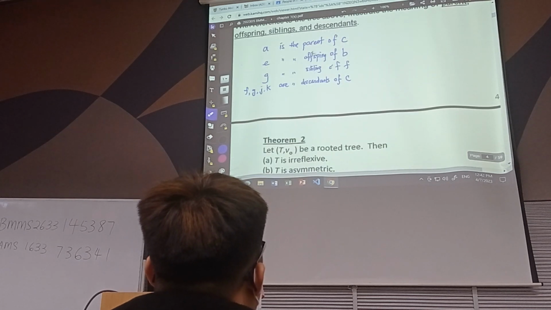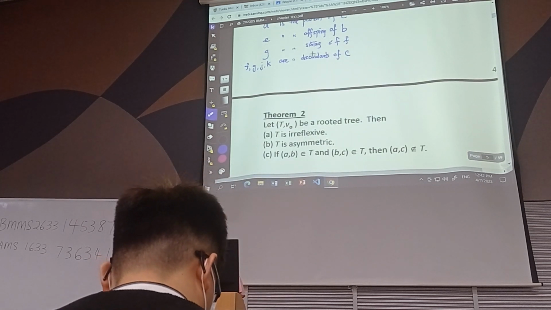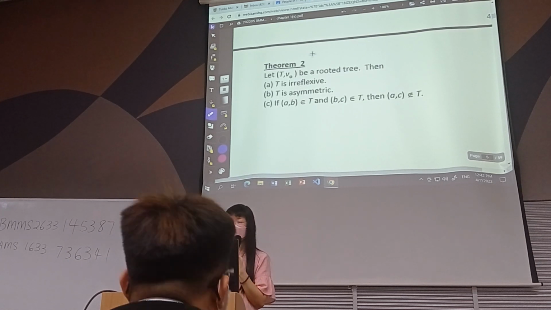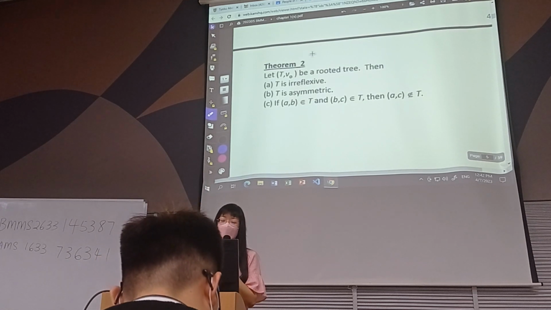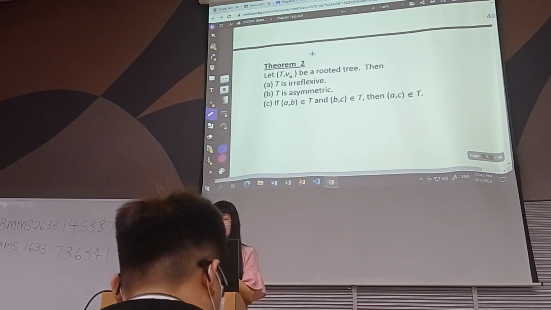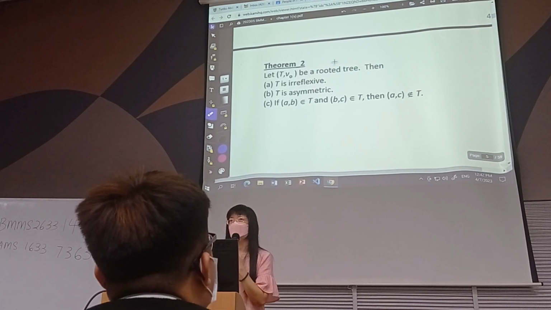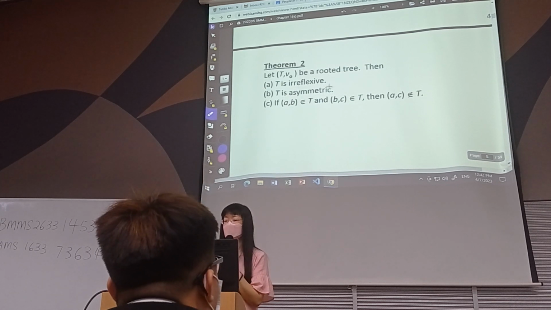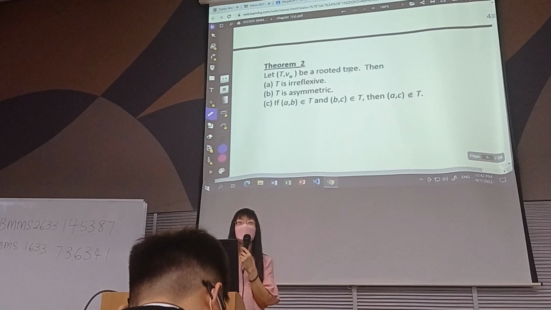Now, next one, also the theorem of a rooted tree. Just now we have three definitions for a tree. This one is another one. Also a condition to determine whether it is a tree or not. Now the first one is it must be irreflexive. What is irreflexive?